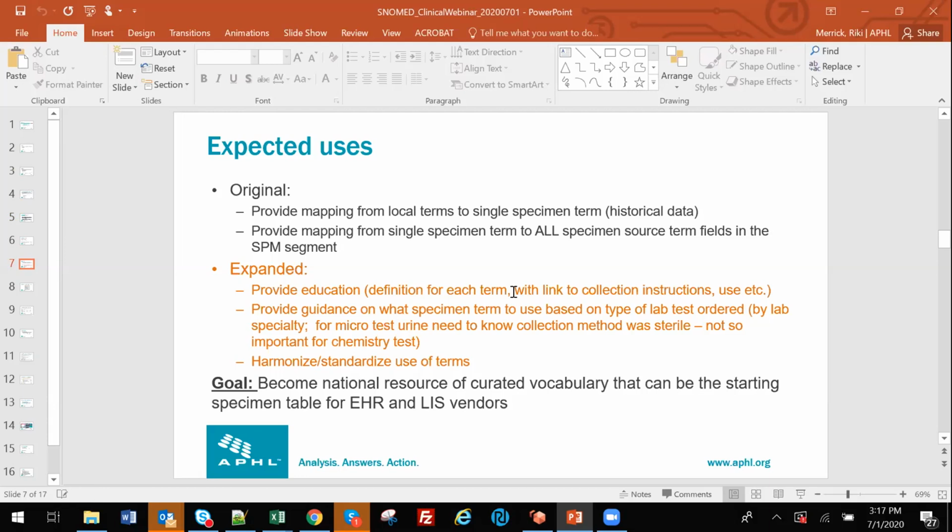So then we expanded and tried to provide guidance on what kind of specimen is good for the different lab areas, and obviously harmonize and standardize the use of terms across the table. And so the goal is really to become a national resource of a curated vocabulary that can be the starting specimen table for EHR and LIS vendors, so that not everybody starts mapping their own.